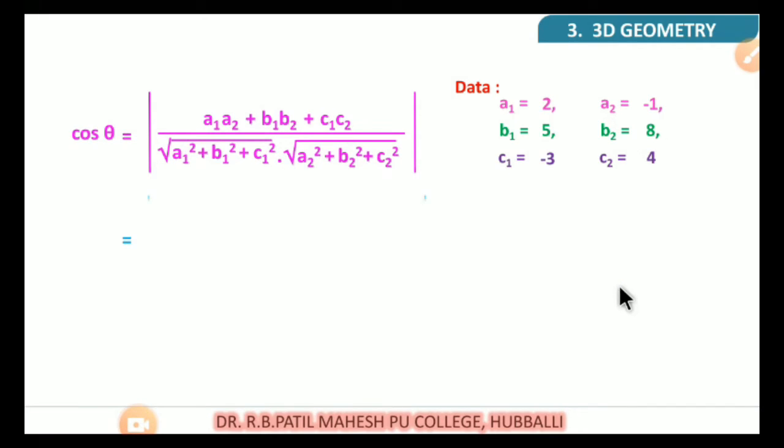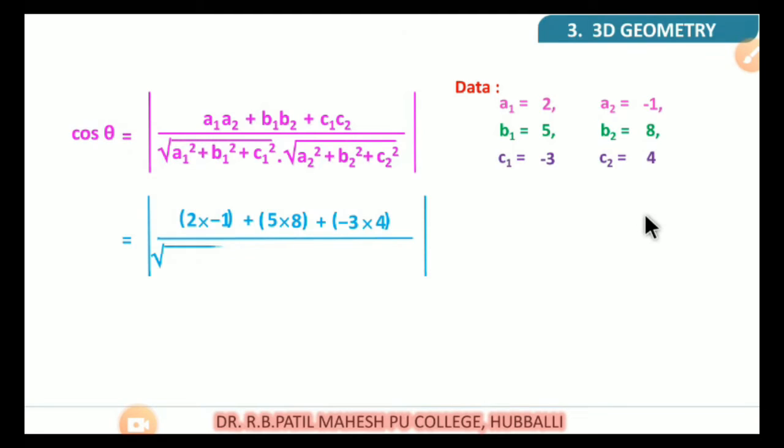Now apply all these values. Therefore we have 2 into minus 1 plus 5 into 8 plus minus 3 into 4 whole divided by square root of 2 square plus 5 square plus minus 3 whole square, and next that is square root of minus 1 whole square. See here, this is whole square, not within the square, plus 8 square plus 4 square.